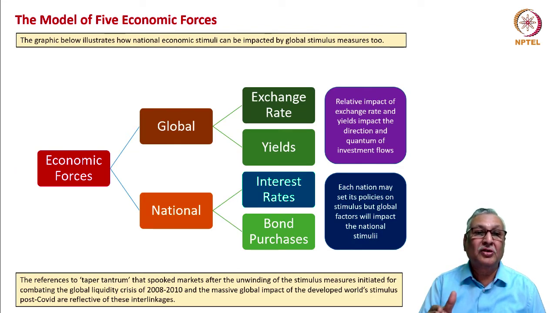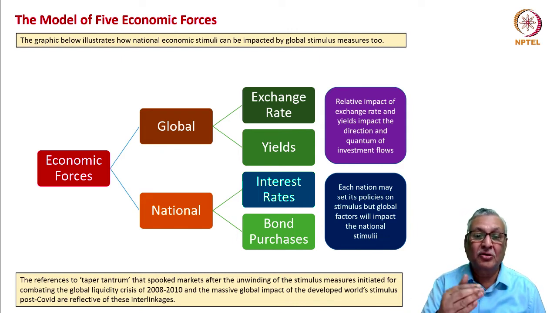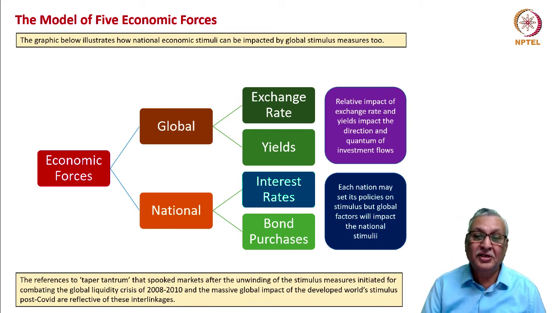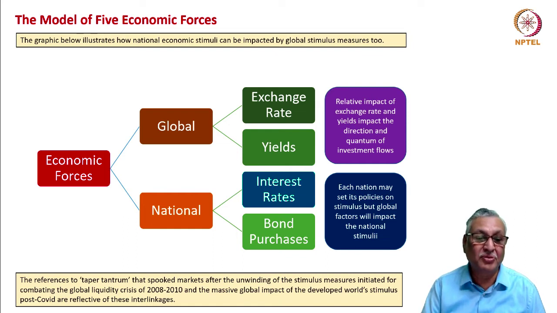The model of five economic forces can relate to global forces as well. Economic forces are global as well as national. In terms of global economic forces, we have exchange rate mechanism, we have bond yield mechanism. Relative impact of exchange rate and yields impact the direction and quantum of investment flows. At the national level, we have interest rates and bond purchases. Each nation may set its policies on stimulus, but global factors will impact the national stimuli.